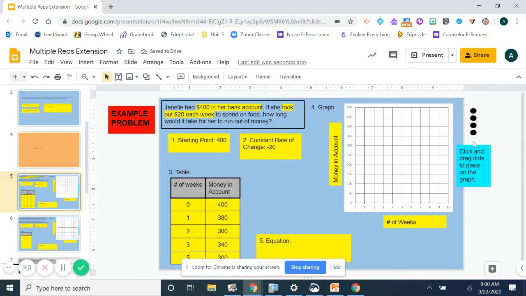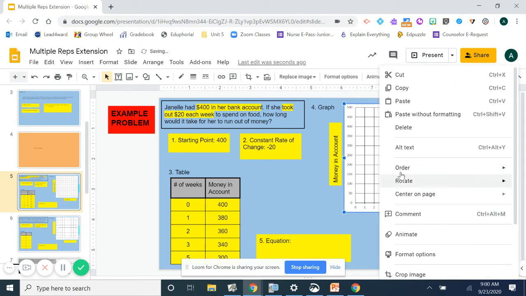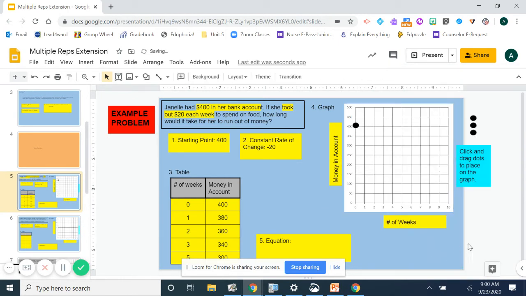There we go. Now this blue piece right here tells me I'm going to click and drag dots to place onto the graph. So I'm going to use my table to help me create my graph. So at 0 weeks, she had $400 in the account. So I'm going to click and drag to about 400. Now it's okay if it's not super accurate. Oops. Let me send this back really quick. There we are. So it pops up. Okay, so it's okay if the dot isn't exactly on 400, just because of where I've placed it. Okay, but try to get as accurate as possible.